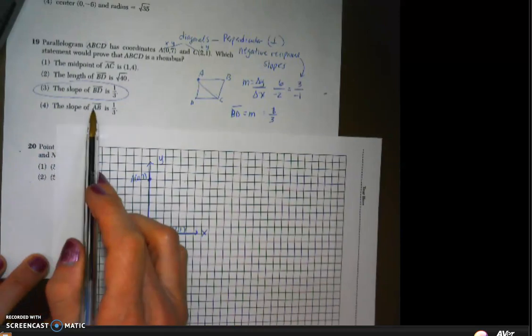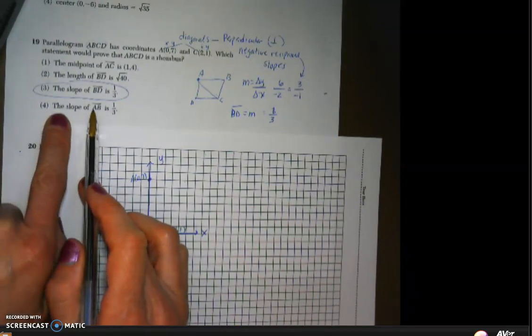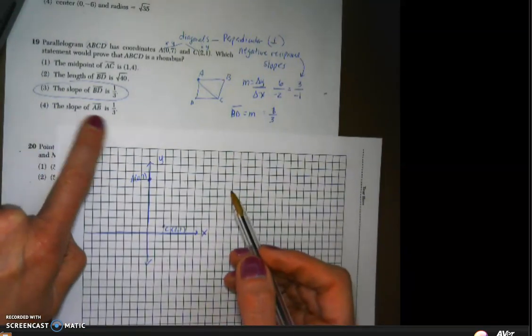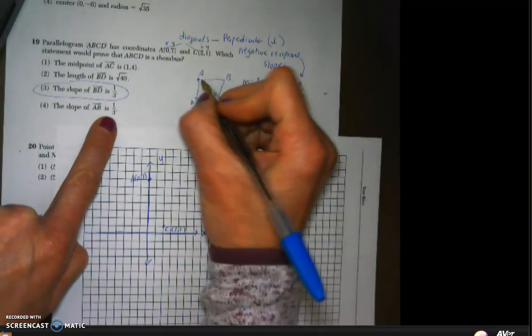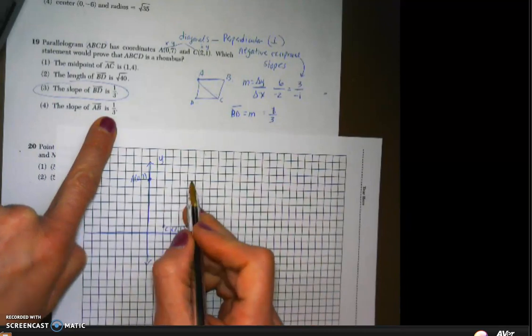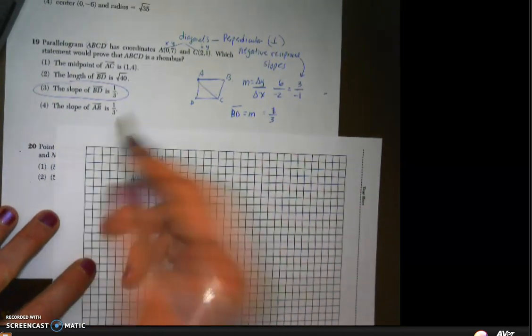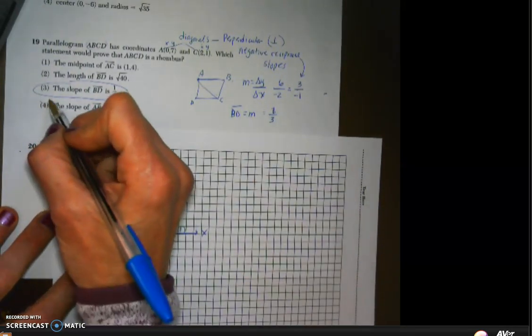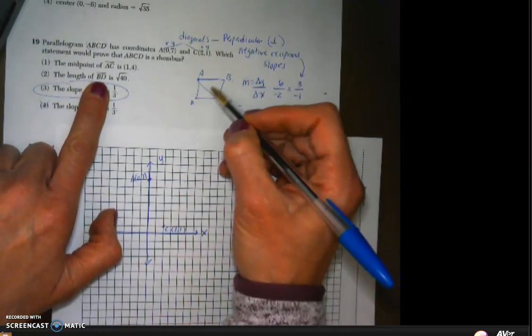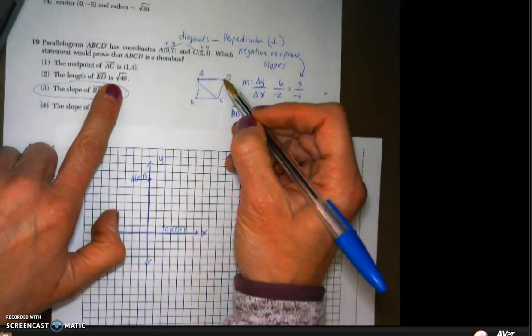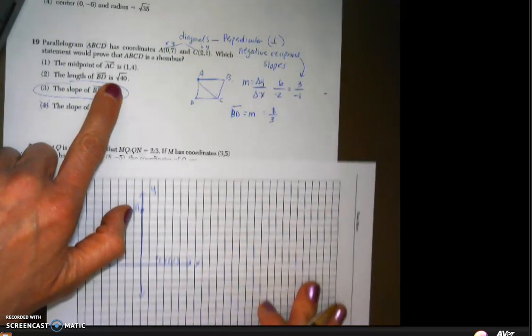So if we look at the other answers, the slope of line segment AB is 1 over 3, and we just said that that is not correct. So AB is not, well, we don't know. It's not necessarily 1 over 3, and it probably isn't according to this picture. The length of BD, so that would be the length of this diagonal, is the square root of 40. I don't actually know if that's necessarily true.